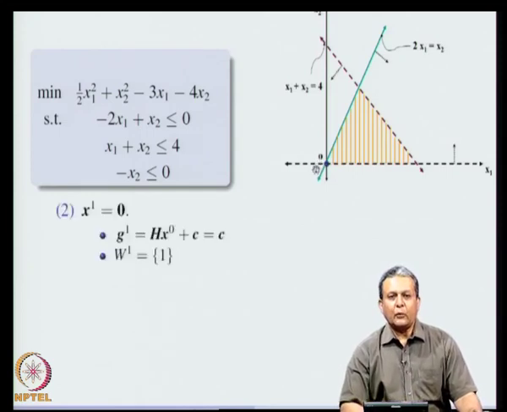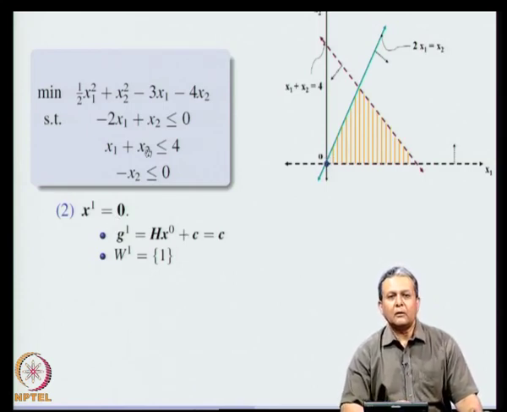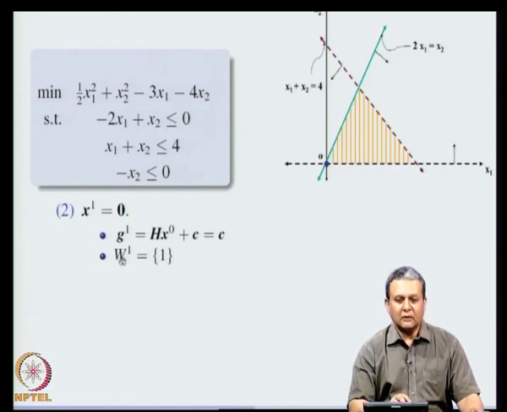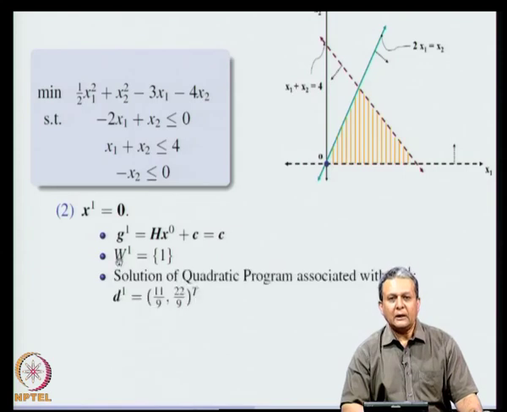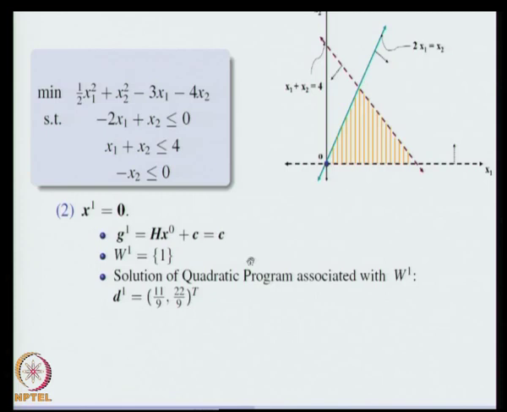Now, we are still at the point 0. So, x1 is still 0, w1 is 1, and then we solve the problem to get d1 associated with the working set w1, and that d1 turns out to be this direction, 11 by 9, 22 by 9.